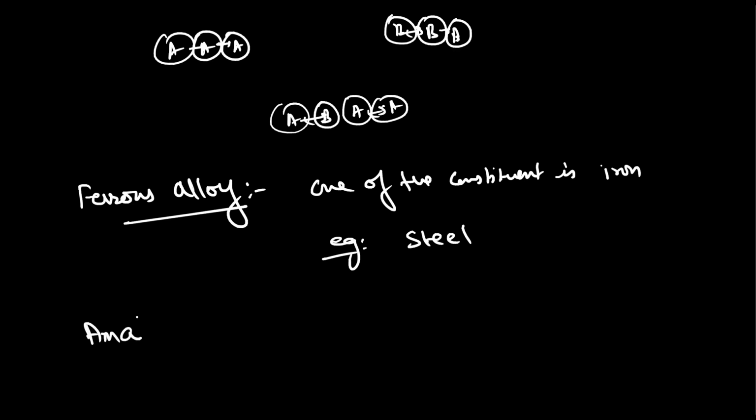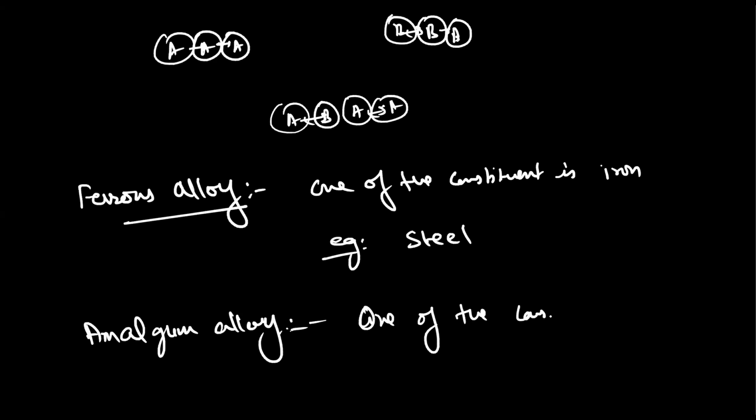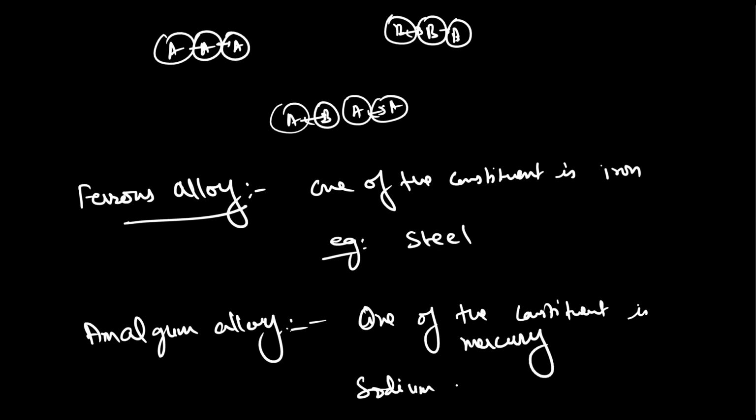Similarly, amalgam is also an alloy in which one of the constituents is mercury. Okay, dear students, you are getting it. If we have an alloy like sodium amalgam, it means that sodium plus Hg, mercury, when they mix together, form sodium amalgam.